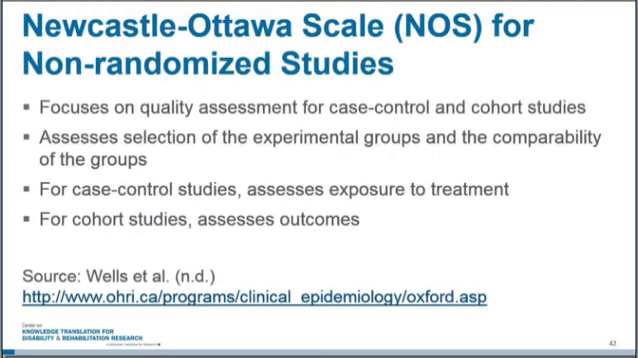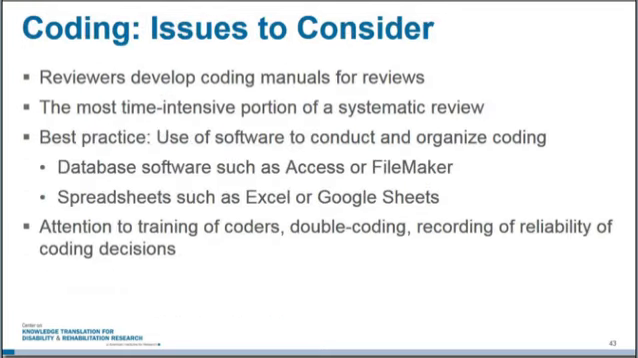There are also coding strategies for non-randomized studies. The Newcastle-Ottawa scale really focuses on case control and cohort studies, focusing on the quality assessment of those kinds of studies. And I've given you a link here for those kinds of studies. Lots of different methods are used to code study quality, and it really is up to you to think about how you might want to do that depending on the kinds of studies that are eligible for your systematic review.